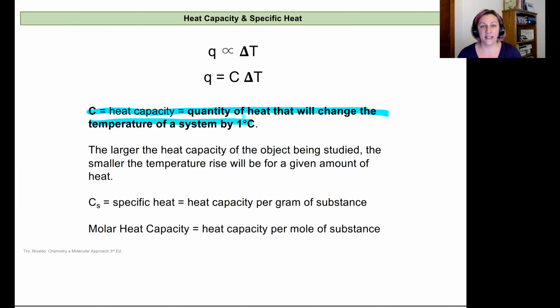So that's heat capacity. There's a few variants on this that we'll use. We'll use specific heat the most. There's also molar heat capacity. And these are heat capacity per gram of a substance if it's specific heat, or per mole of a substance if it's molar heat capacity. So that way we can say this object will increase by this amount in terms of temperature for every gram or for every mole that we have of it. So the larger the object is, the more energy it can absorb before the whole object changes temperature.